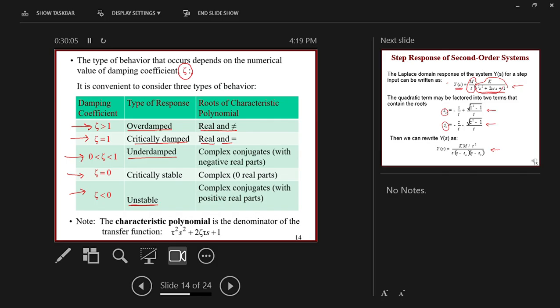The denominator, don't forget, I always mention the characteristic polynomial. This is the denominator of the transfer function, the tau squared s squared plus 2 zeta tau s plus 1. This is called the characteristic polynomial. Now let's see how each one of these responses looks graphically.